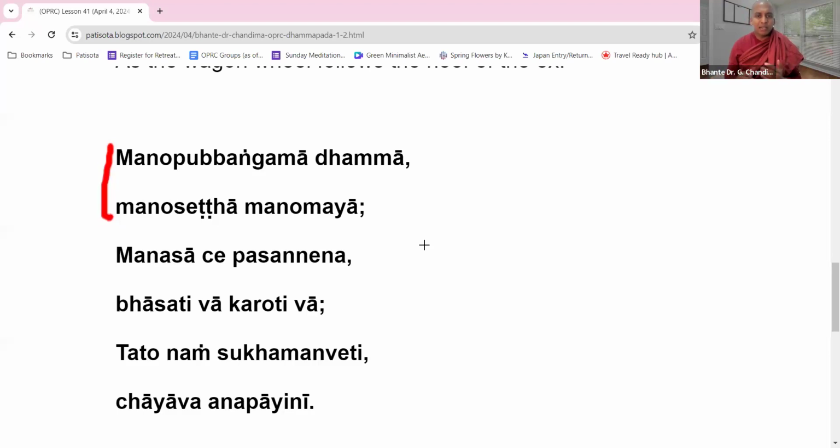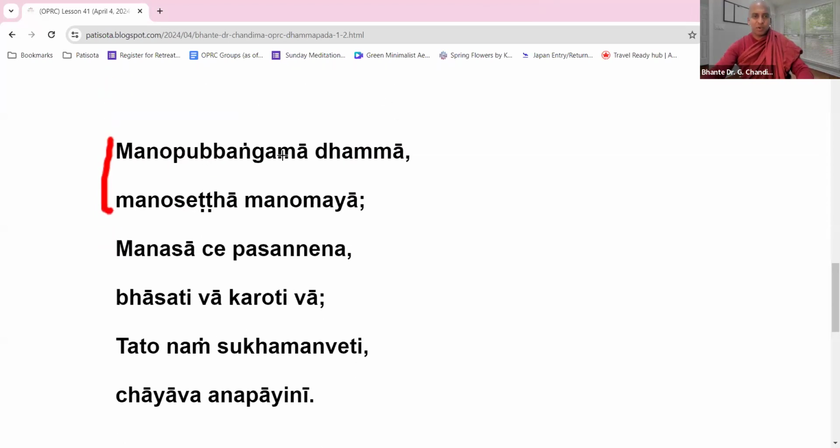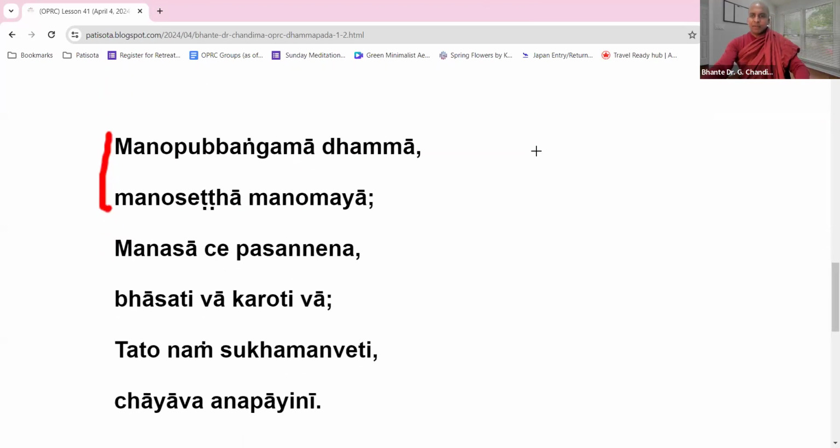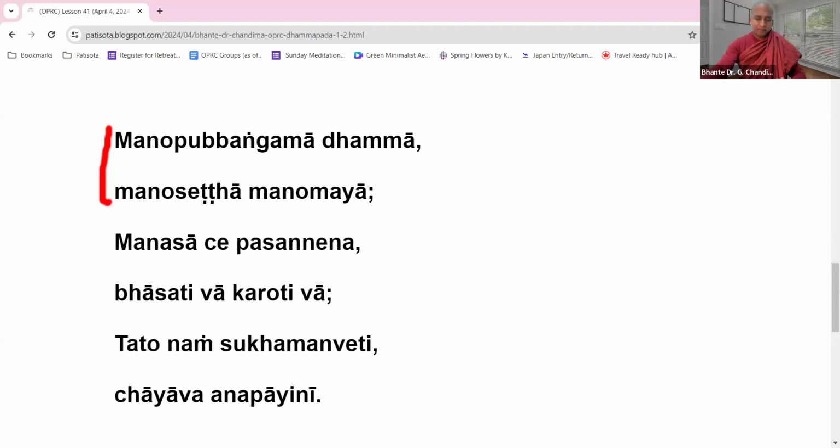Mano pubbangama dhamma, mano settha manomaya, manasa ce pasannena, bhāsati vā karoti vā, tato naṃ sukham anveti, chāyā va anapāyinī. Okay, we'll start from group 1. Anyone from group 1? Group 2?